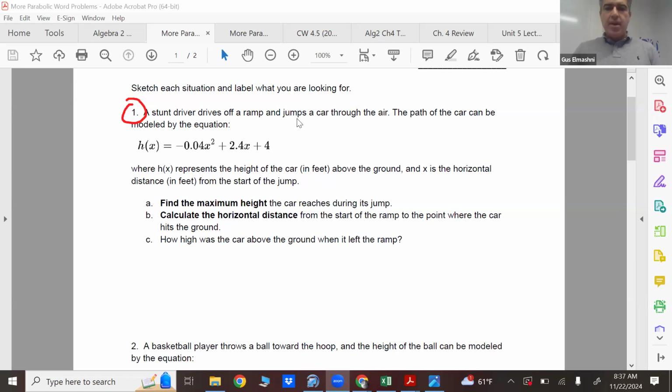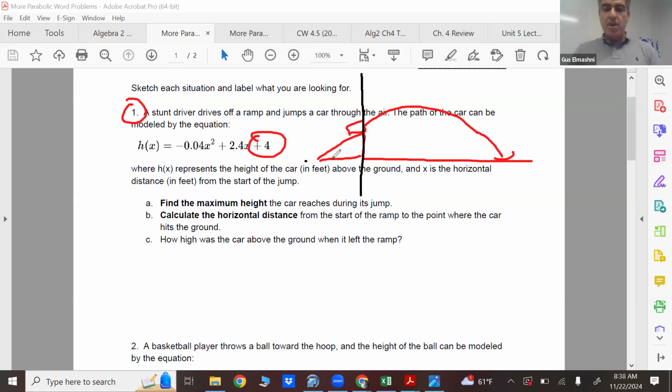Here you have a car that jumps off a ramp. Let's say that's a ramp, and here's a car. It jumps and it lands on the ground, clearly. That's just physics. How high is it off the ground? What do you guys think? 4. Good. And what tells us that? The 4. Perfect.